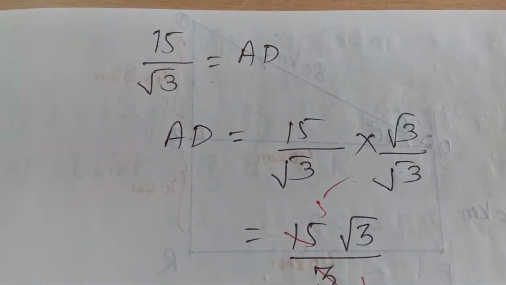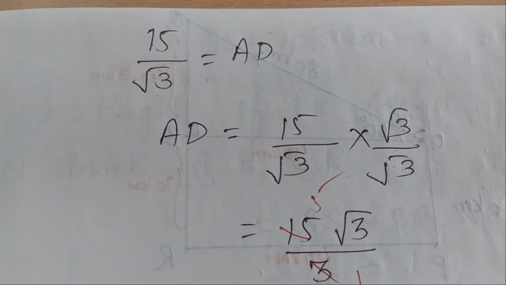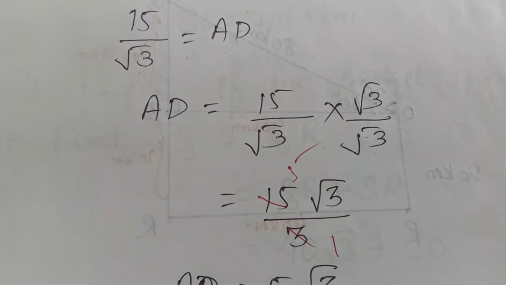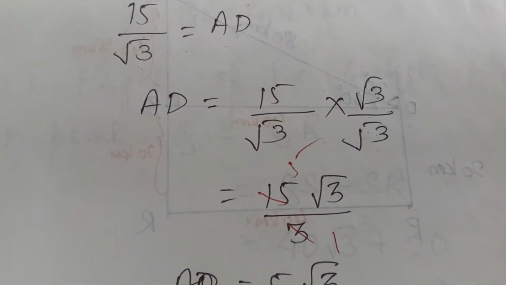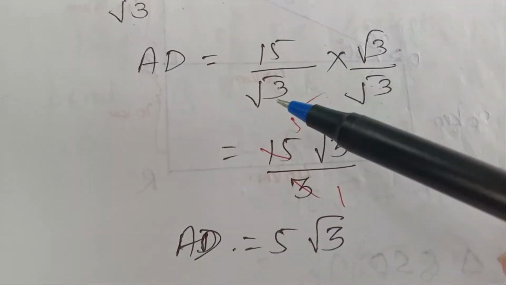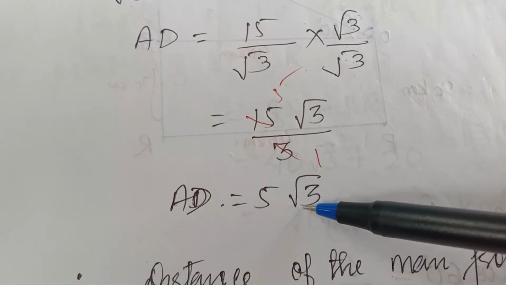Again root is there in the denominator. We cannot keep root in the denominator, so we have to do rationalization. Rationalize numerator and denominator: multiply both numerator and denominator by root 3. So this is 15 root 3 by root 3 into root 3 is 3. 3 5s are 15. This is 5 root 3.